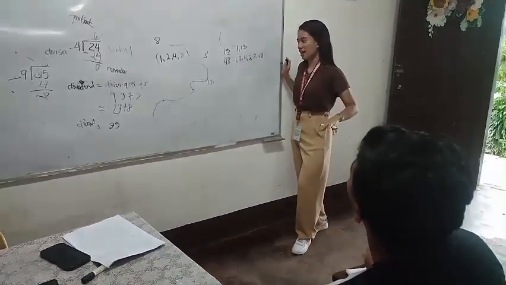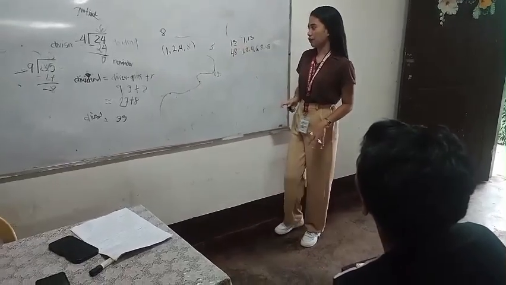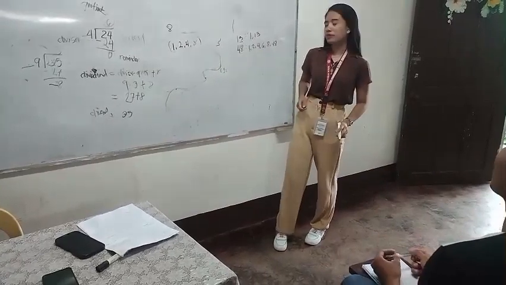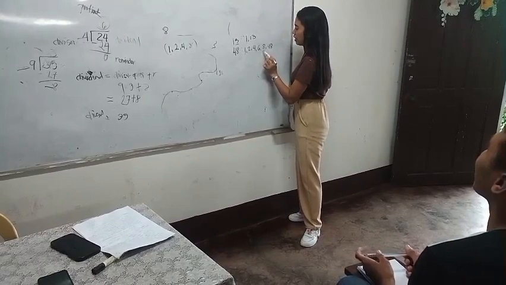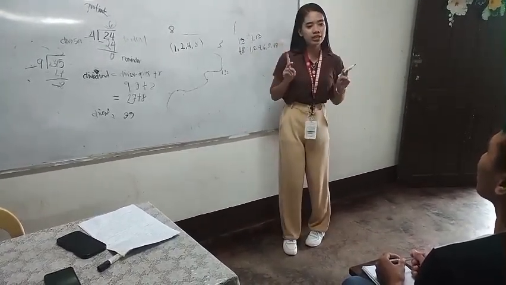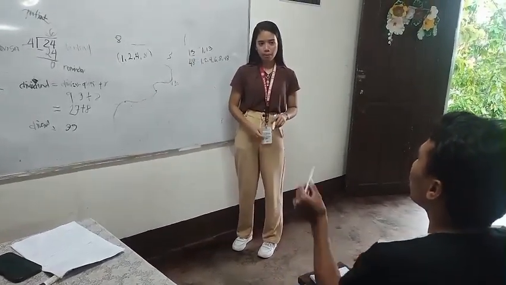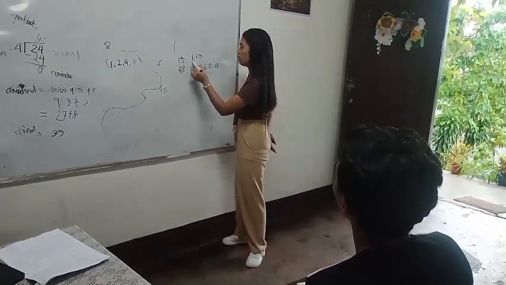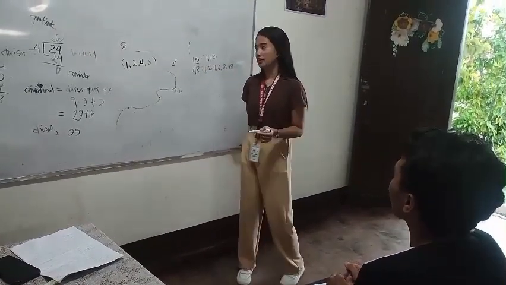So that's right. The factors of 13 are 1 and 13. The factors of 48 are 1, 2, 4, 6, 8, 48. So what do you think is the GCD, or the greatest common divisor, of these two numbers? Only 1. So the greatest common divisor is only 1. That's how we're going to find the GCD.